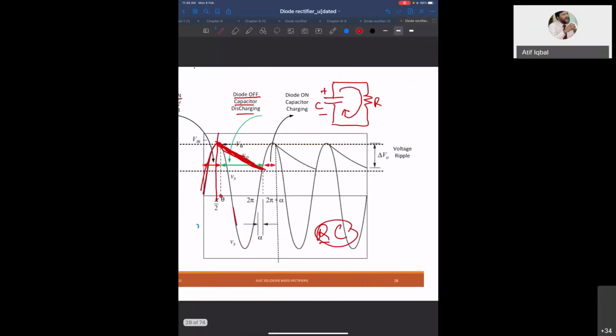Here you see, practically, what I have shown is that this was your Vm, the peak value, and the diode turns off after some instant of time at theta. But practically, theta and pi by 2 are the same. Means as soon as it reaches the peak value, the diode turns off and the capacitor starts discharging. Okay.